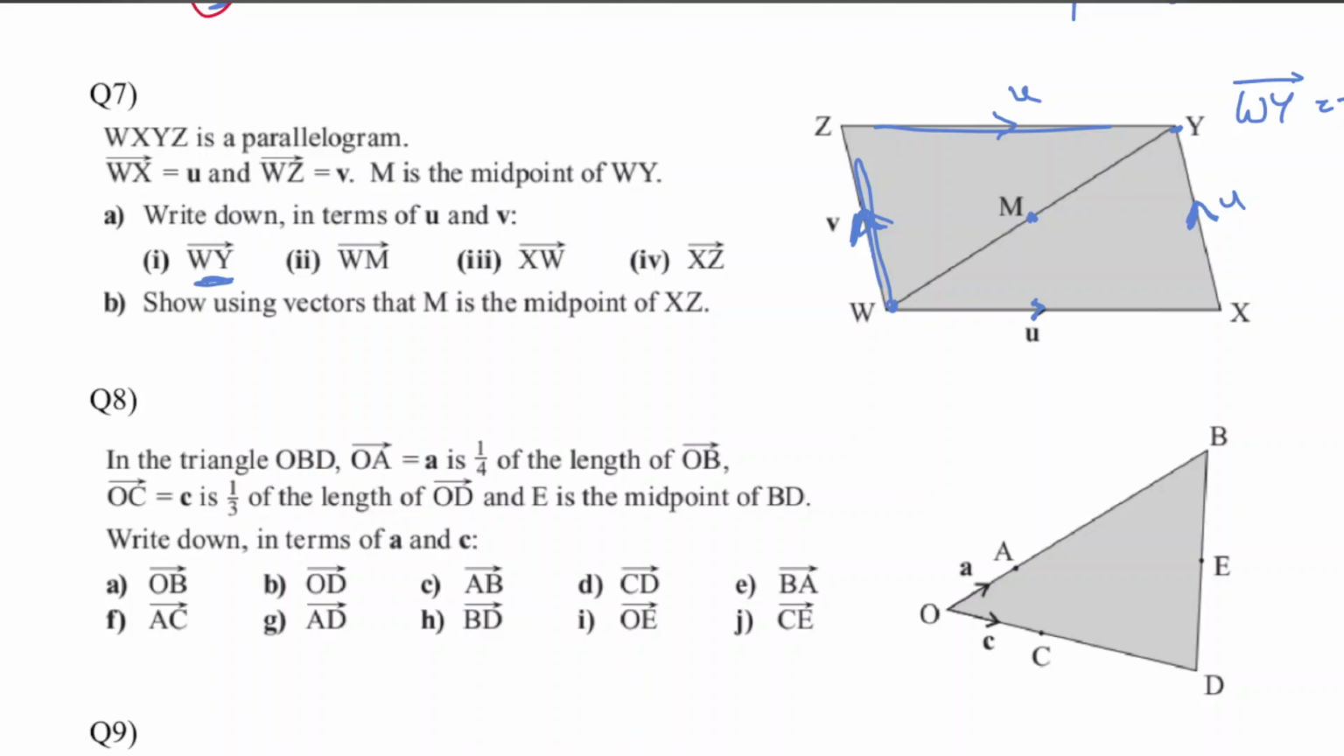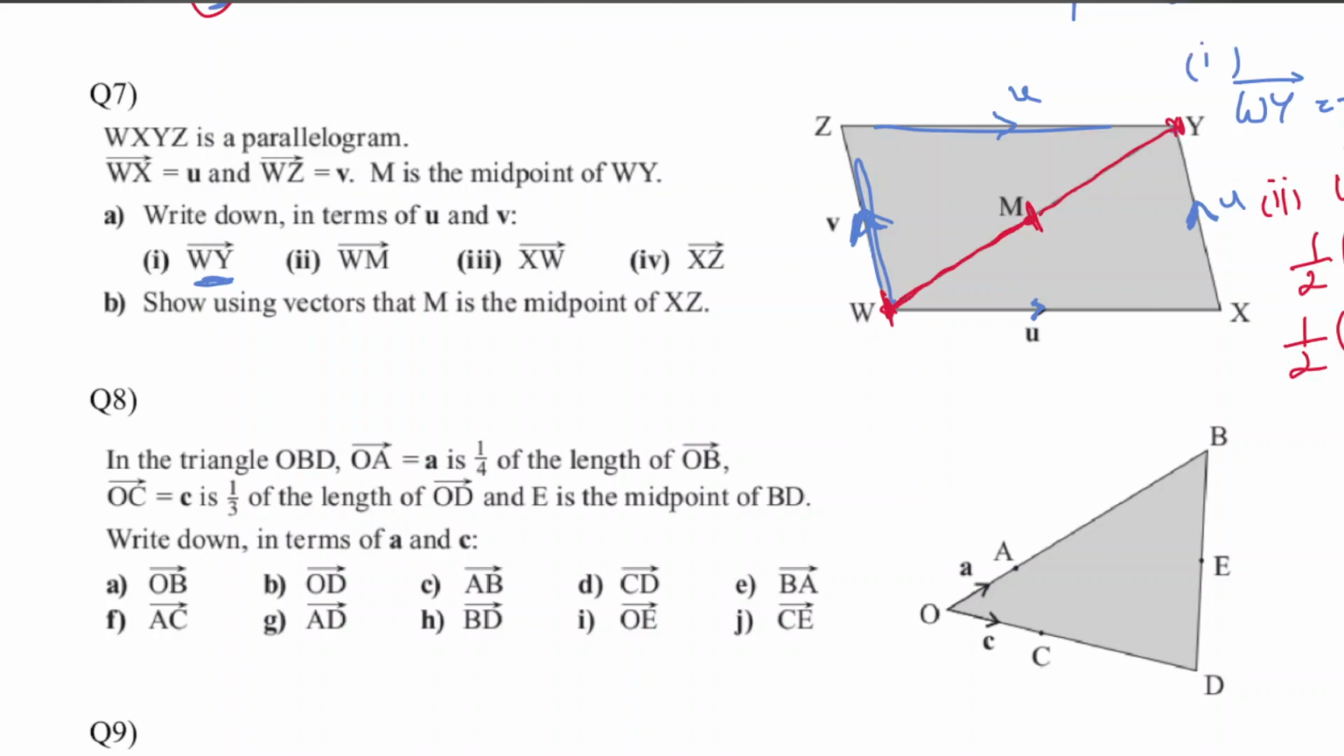And what is Wm? W to M is here. Okay, you know that M is the midpoint, right? If M is the midpoint, it will be half of Wy, right? So Wm will be equal to half of Wy. What is Wy? Wy is u plus v, right? U plus v or v plus u, both are the same. You can write anything. Okay.